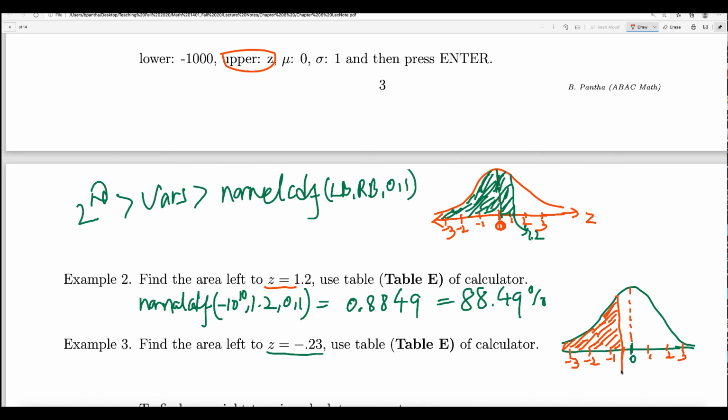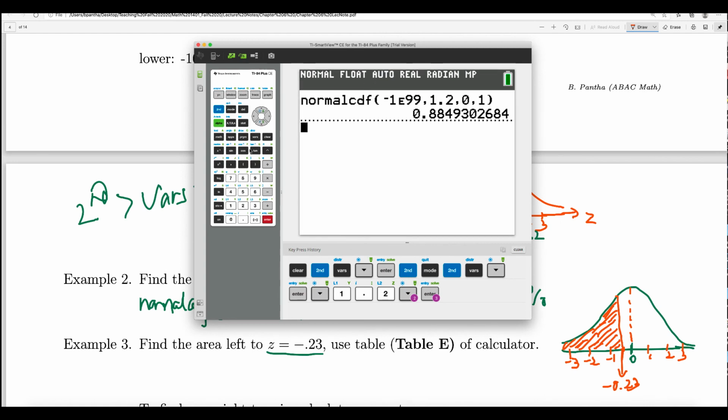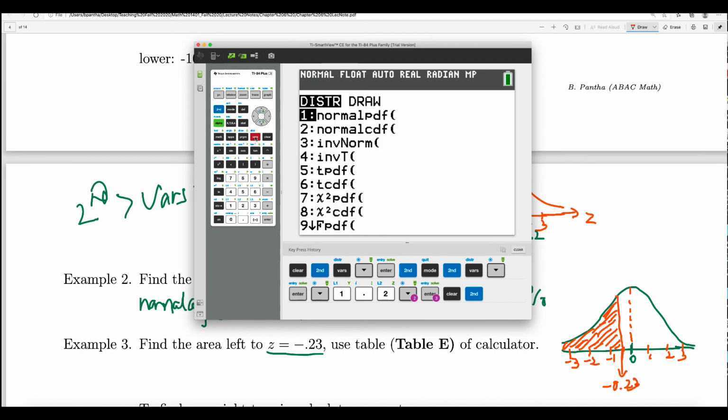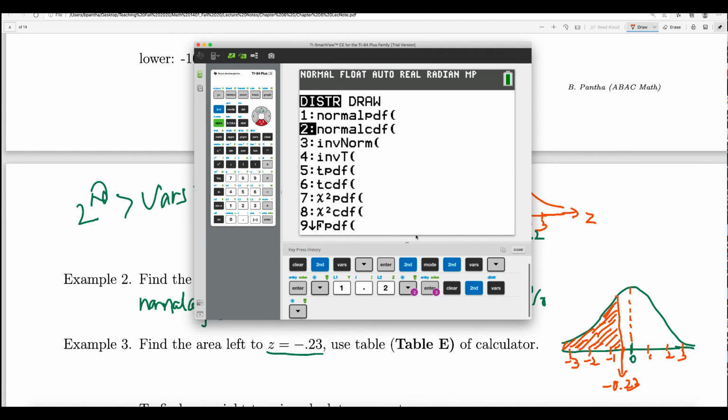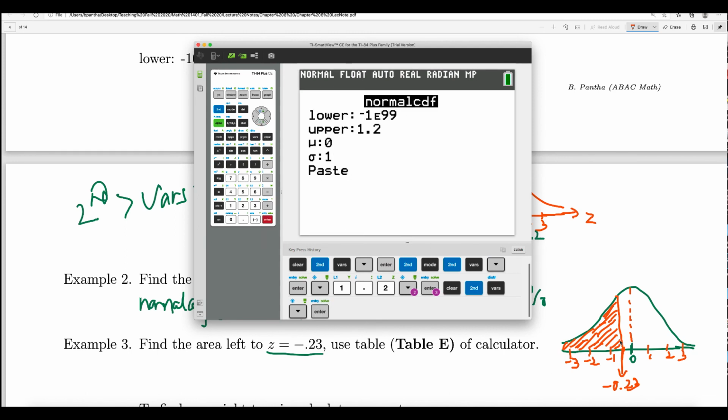So this value is negative 0.23. Again, what you do is go to the calculator. Let me clear everything here. Press second vars and pick normal CDF, and hit enter. And what is the lower bound here? Lower bound means the left bound. There is no bound on the left, because all the area left of negative 0.23 goes all the way through somewhere here.